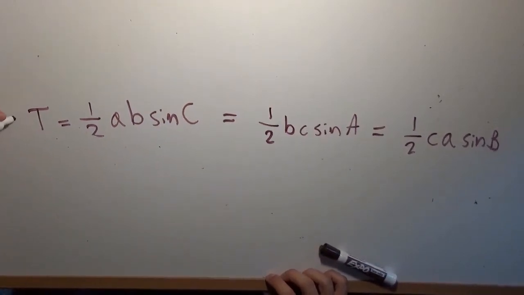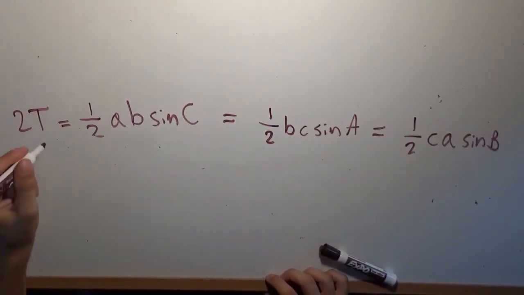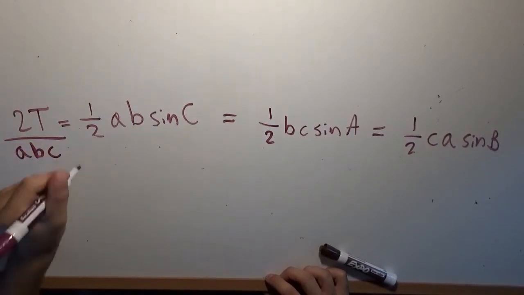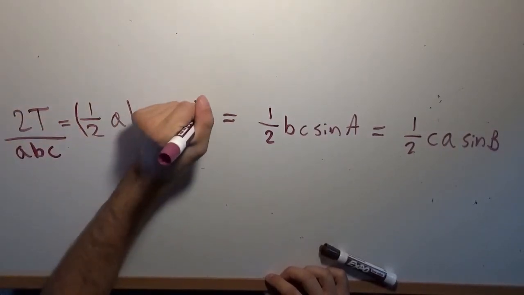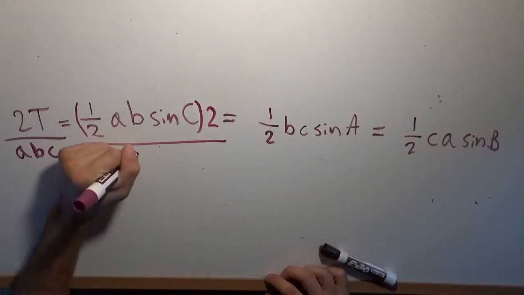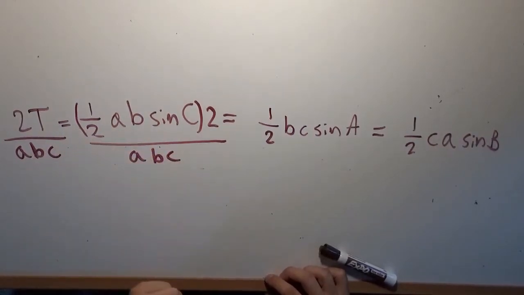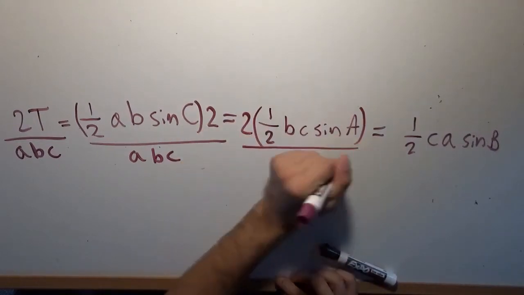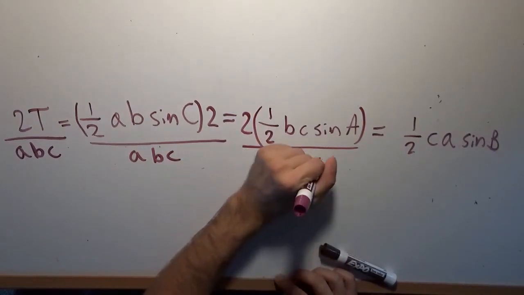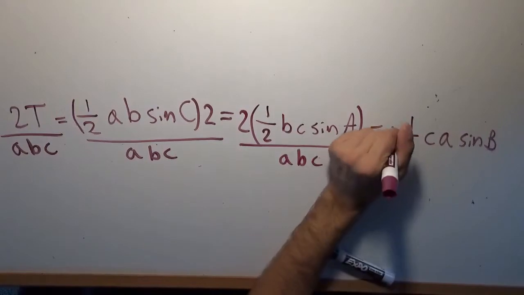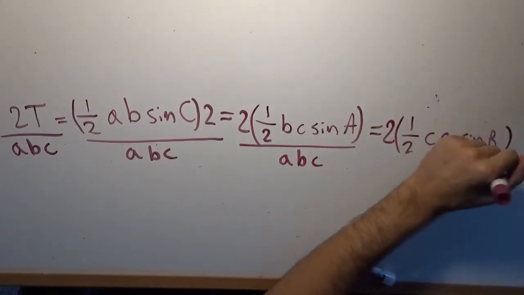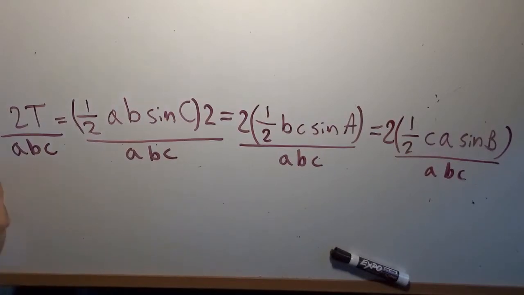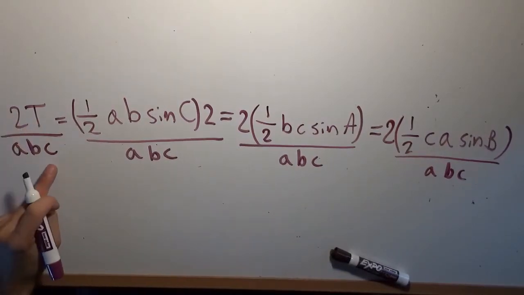So I multiply everything by 2 divided by little a, little b, little c, in each of the expressions. Now this number is 2 times the area divided by the product of the side lengths.